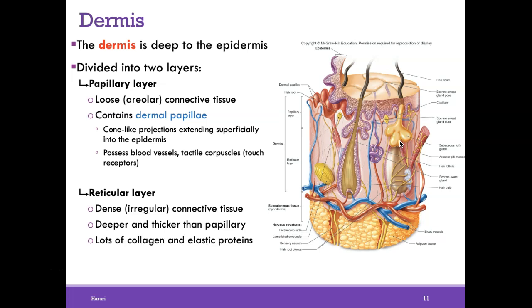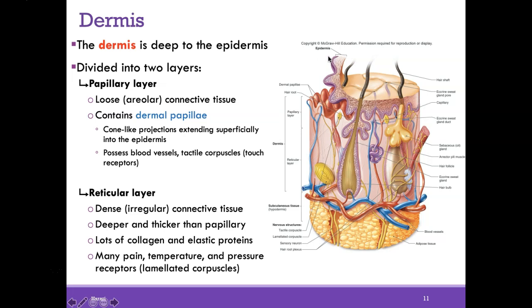So again, what gives our skin its strength is the reticular layer of the dermis, because it has that dense, irregular connective tissue that has tons of collagen and elastic proteins, giving our skin the strength it needs. Right, and of course, in the reticular layer, we have more receptors.